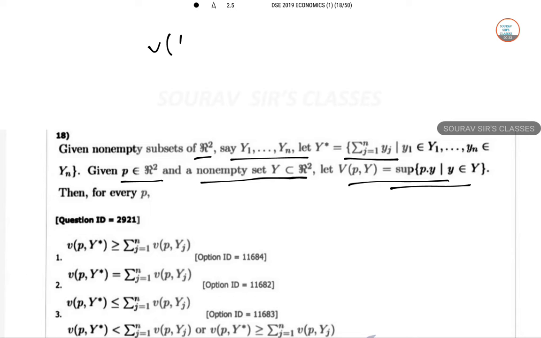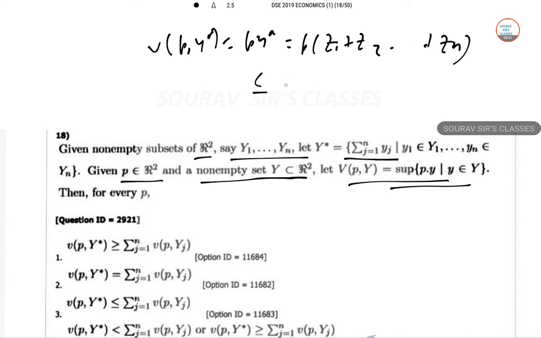So we have P of y star, that is P of z1, z2, ..., zn. So this is less than or equal to P of y1, y2, ..., yn, which is the summation of V of P of yi.